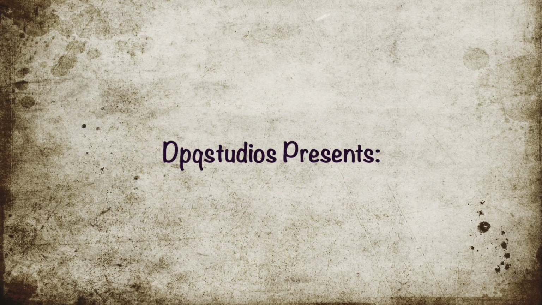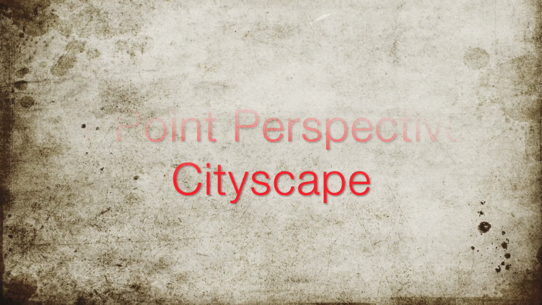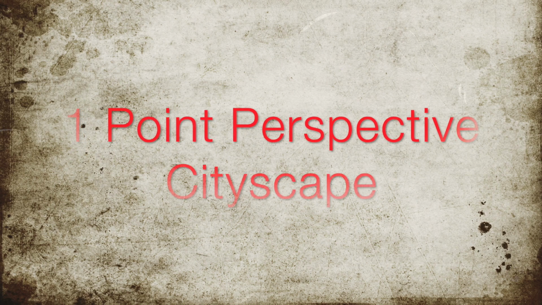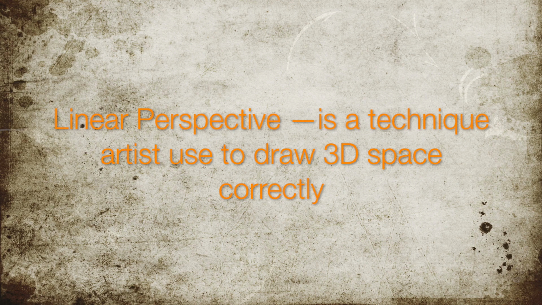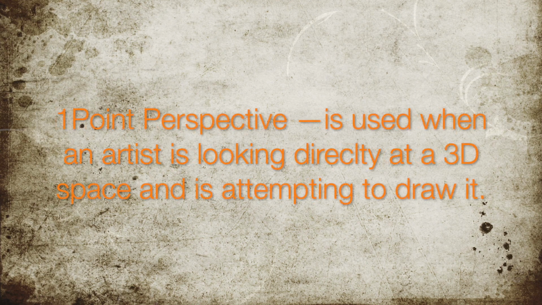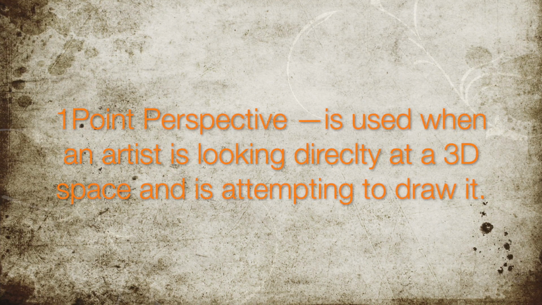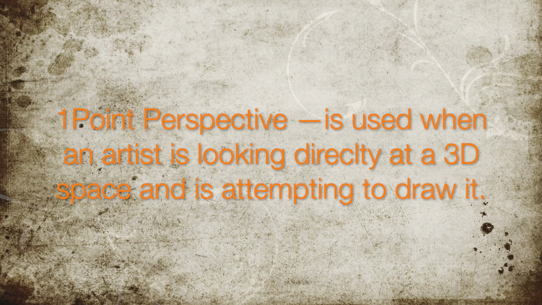Alright, in the previous video we learned about drawing shapes in one-point perspective. Now we're going to do a city. Remember, linear perspective is a technique artists use to show 3D space correctly. One-point perspective is used when an artist is looking directly at a 3D space and is attempting to draw it.